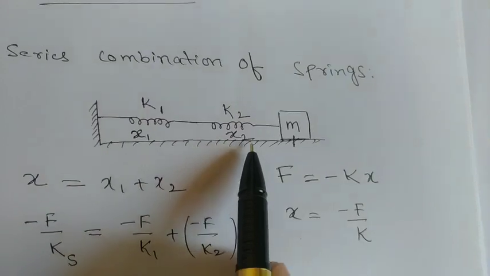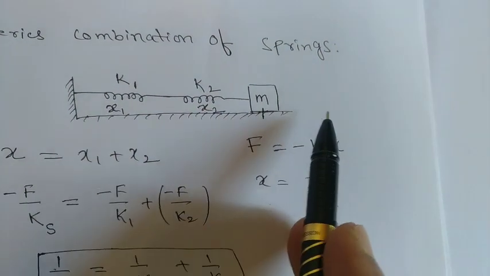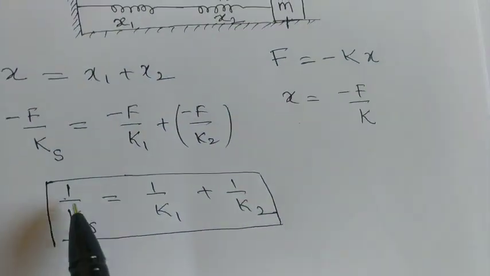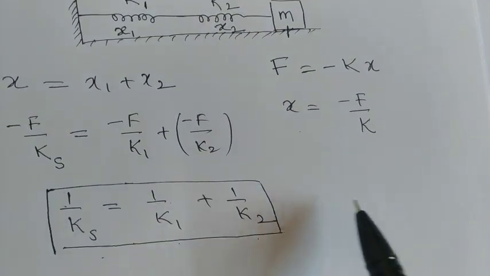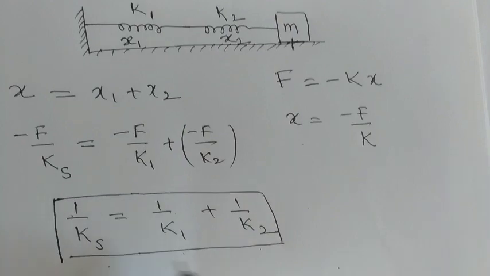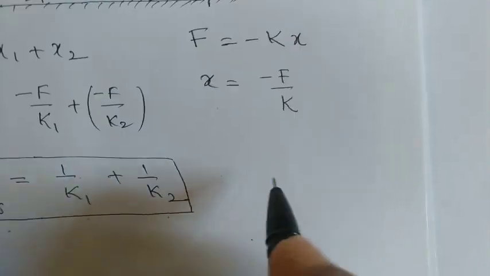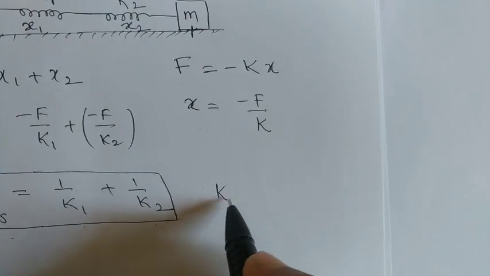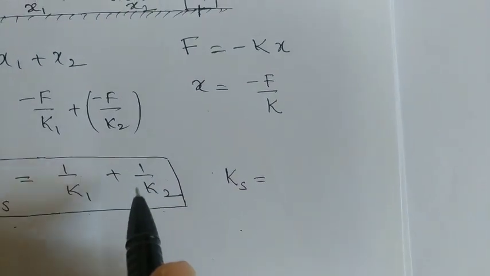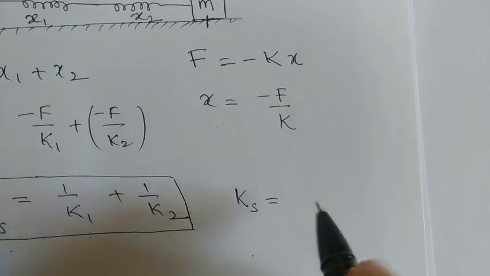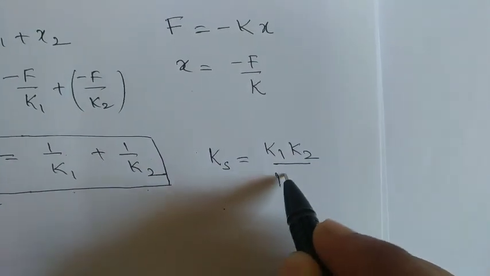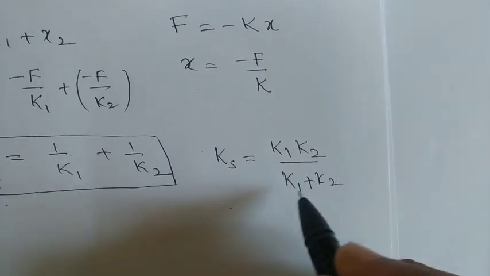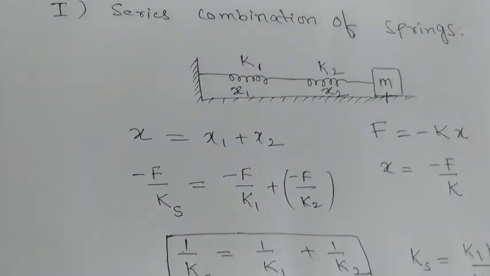Instead of two springs, if three springs are connected, then the resultant is 1/ks = 1/k1 + 1/k2 + 1/k3. The same equation can also be written, taking LCM and inverting, as ks = k1k2/(k1 + k2). This is the series combination of springs.